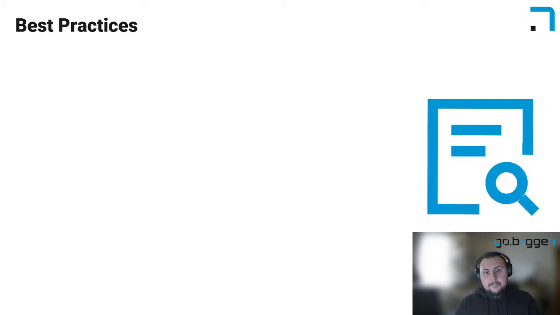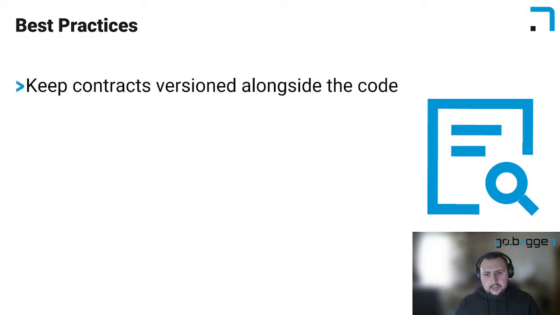I want to tell you some of the best practices that I've learned along my journey. Keep the contract versioned alongside the code. If you don't want to have it in both repositories for both sides, keep it in one place, but keep an eye on it on both sides, backend as well as front end, or whatever situation you might face. Keep it versioned. Keep an eye on that.